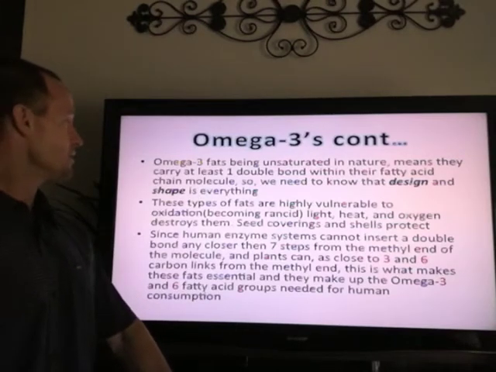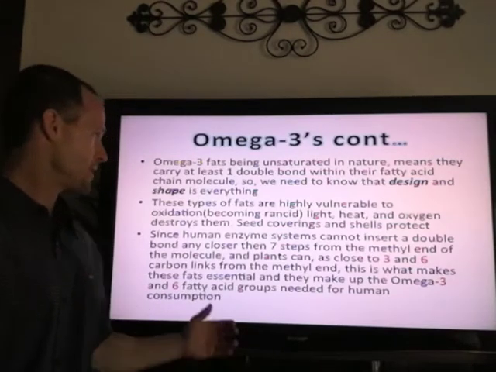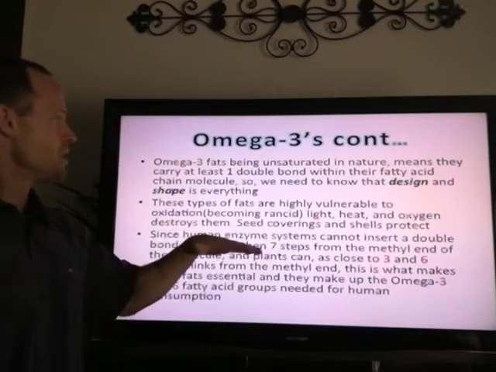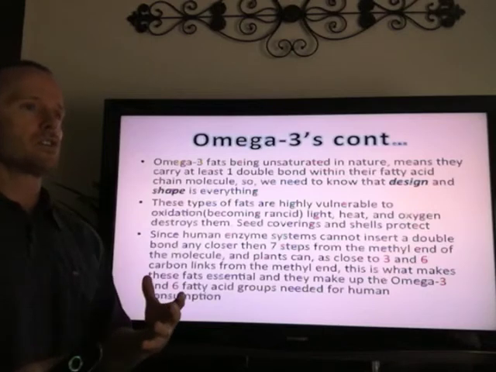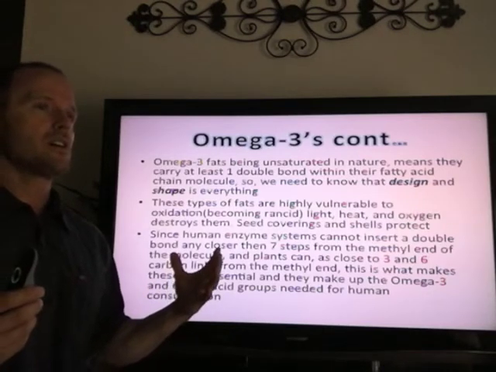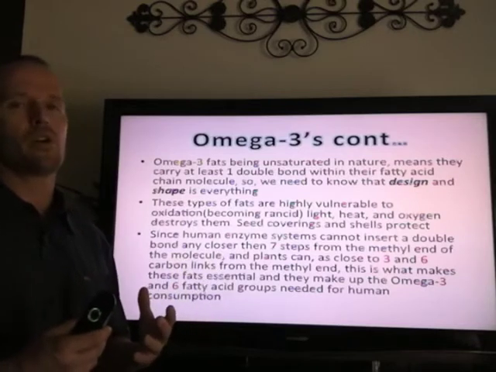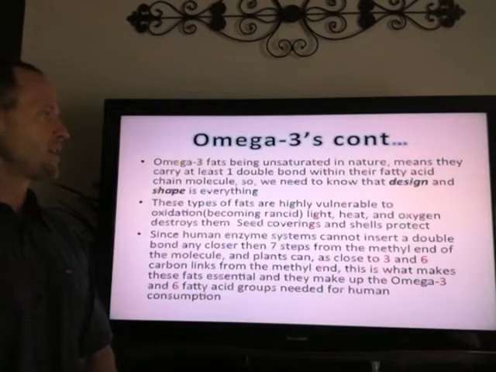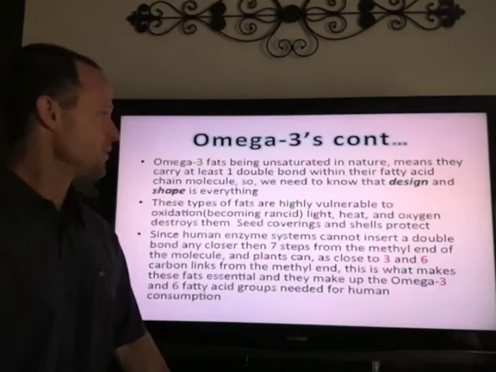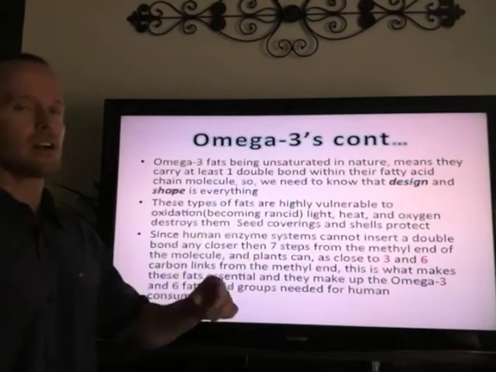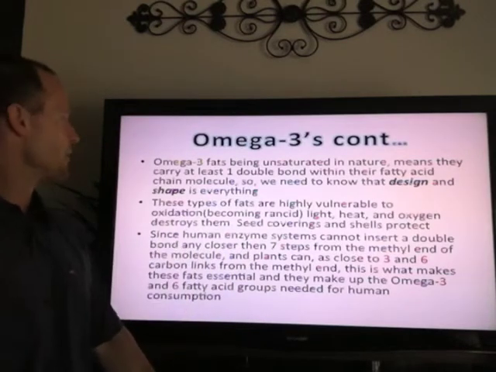These types of fats are highly vulnerable to oxidation, basically becoming rancid, and light, heat, and oxygen destroy them. So in the process, you have to learn about manufacturing and your raw sources. How do you keep the integrity of the oil and keep it from light, heat, and oxygen to keep it stable before the body ingests it, because they can become rancid very easily. When you look at nature, the seeds and the nuts that contain fatty acids have a seed coat that covers them and protects them from light, heat, and air.